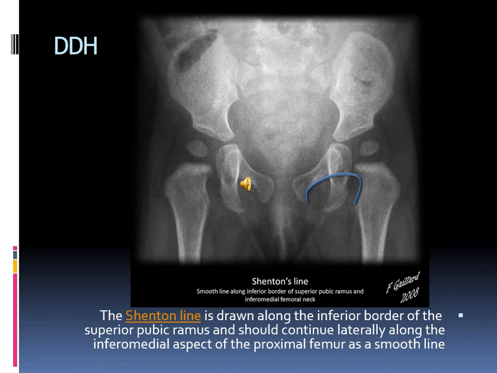This line is very helpful to detect the presence or absence of DDH. So this line should be drawn along the inferior border of the superior pubic ramus, and this line should be regular and smoothly seen along the inferior medial part of the proximal femur, just like this image. How can we draw this line? This will be the normal one.